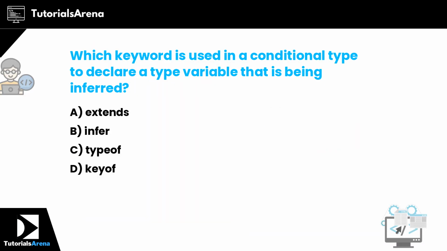Which keyword is used in a conditional type to declare a type variable that is being inferred? The correct answer is option B, infer.